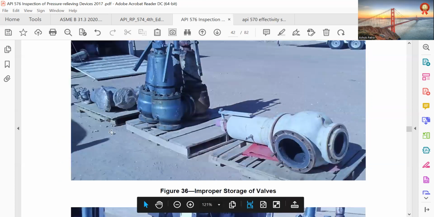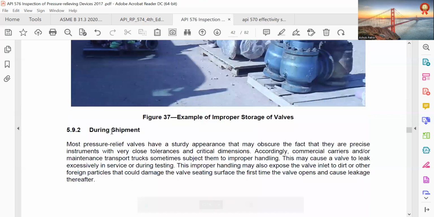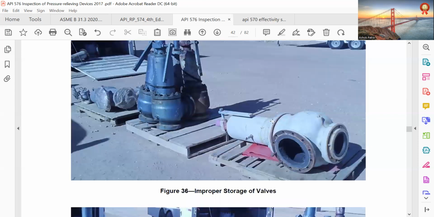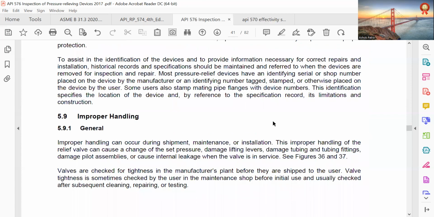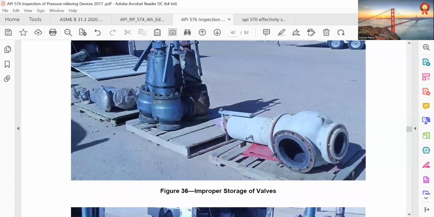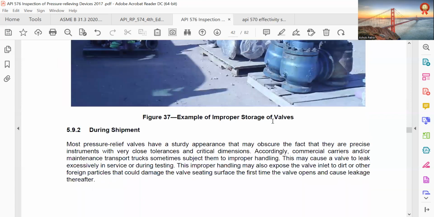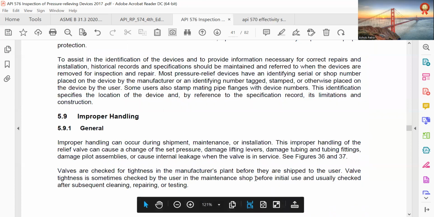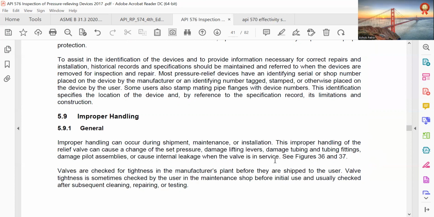Improper handling, general. Improper storage of valves. Improper handling of a relief valve can cause a change in set pressure, damage lifting levers, damage tubing fittings, damage pilot assemblies, and cause internal leakage when the valve is in service.